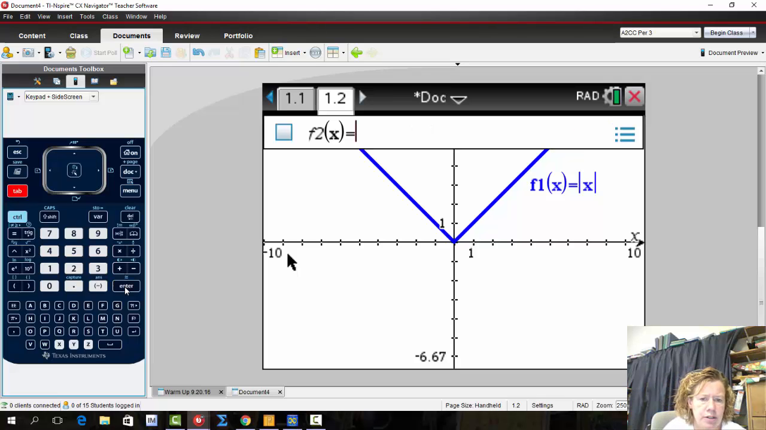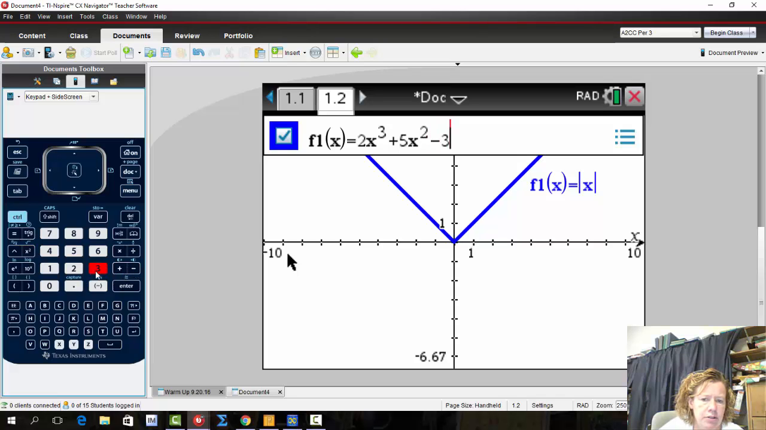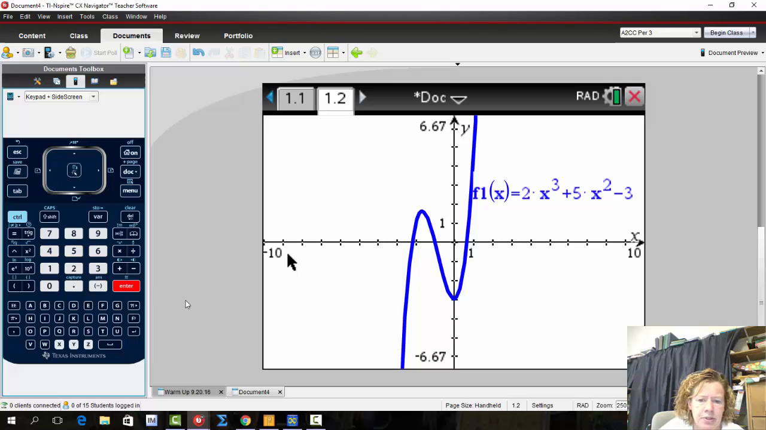I'm going to tab and up arrow and graph something different. Maybe I want to graph something more fun, like 2x cubed, get out of that exponent, plus 5x squared minus 3, so you can see the y-intercept of -3. So there's a really interesting looking graph. I have my y-intercept of -3 for my constant, and I have 1, 2, 3 zeros, highest exponent's 3.